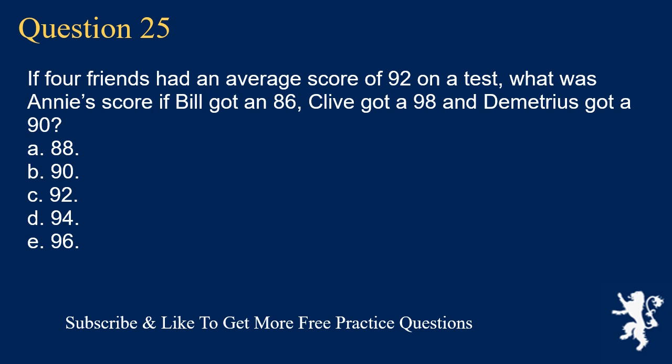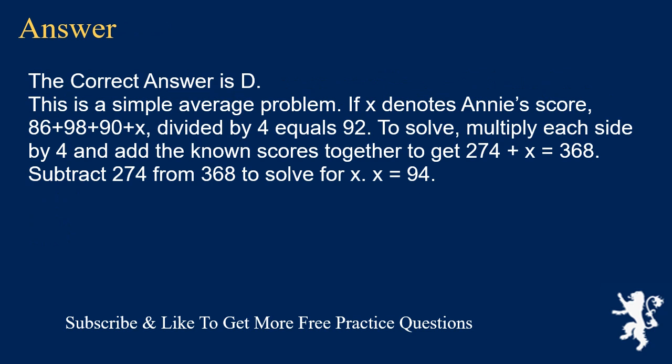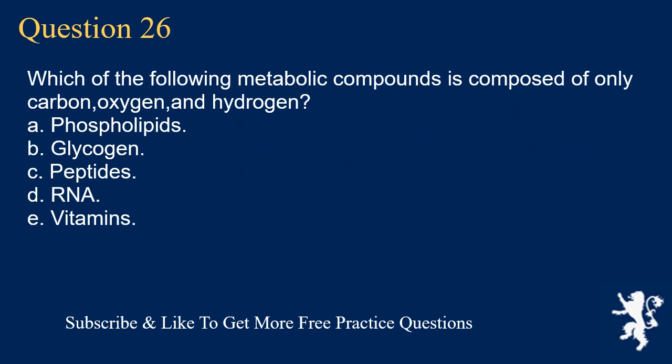Question 25. If four friends had an average score of 92 on a test, what was Annie's score if Bill got an 86, Clive got a 98 and Demetrius got a 90? A. 88. B. 90. C. 92. D. 94. E. 96. The correct answer is D. This is a simple average problem. If x denotes Annie's score, (86 plus 98 plus 90 plus x) divided by 4 equals 92. To solve, multiply each side by 4 and add the known scores together to get 274 plus x equals 368. Subtract 274 from 368 to solve for x. x equals 94.